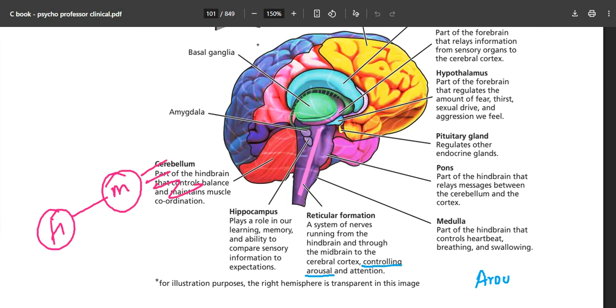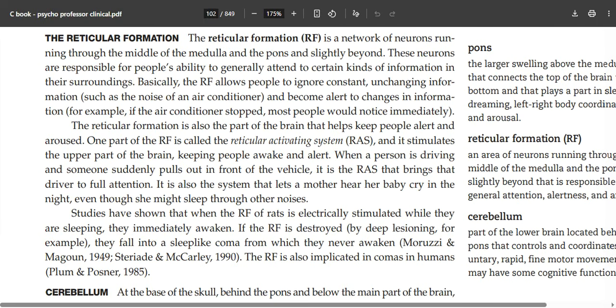So what is arousal? I hope you know this one. Just looking at a pizza, you are having arousal, or maybe a chocolate or pie. And attention. So for attention and arousal, it is important. Now we will deep dive into this. The reticular formation, RF, denoted by capital RF, is a network of neurons.